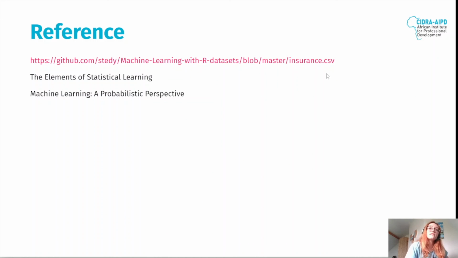I have some references here that I used: the CSV for the first dataset that was on GitHub. I used a lot the Elements of Statistical Learning, a pretty good book by Tibshirani. I recommend reading that book if you are interested. I also used another book called Machine Learning: A Probabilistic Perspective.